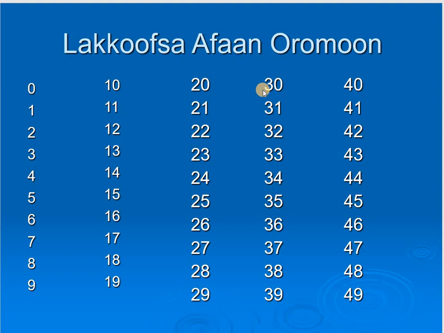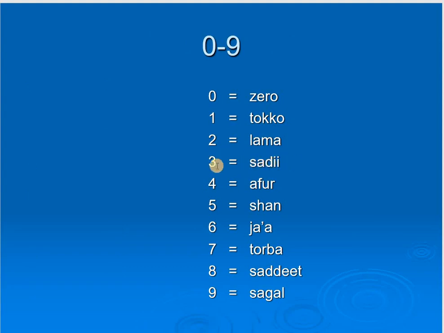Now after that, the other numbers, 30, 40, 50, don't cause that much difficulty, because here we have sadi as 3, so we say sodoma for 30, afurtama for 40, shantama, jatama, torbatama, saddettama, sagaltama. So that becomes very easy to say.